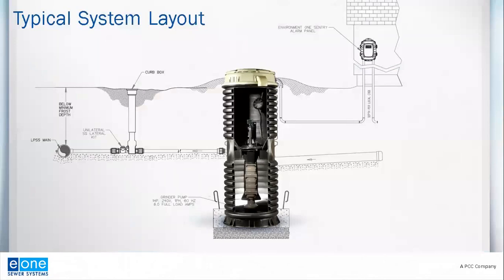This slide shows what the system looks like when it's installed in the ground. It's kind of the ant farm view. If you can imagine a slice of the ground, this is what it's indicating. So we'll just start off to the right, and we'll start up at the house itself. You'll see that there's an Environment 1 Sentry alarm panel hooked up to the side. That's an alarm panel. It's not a control panel.